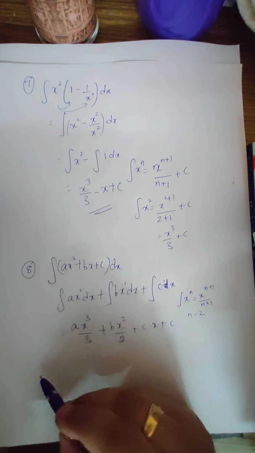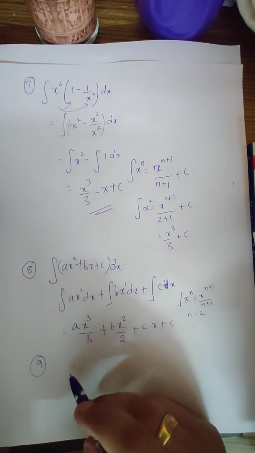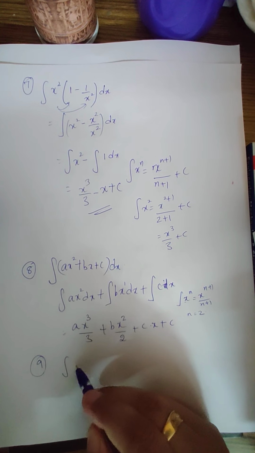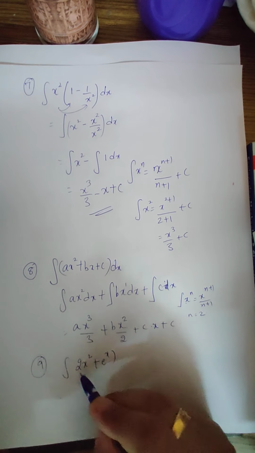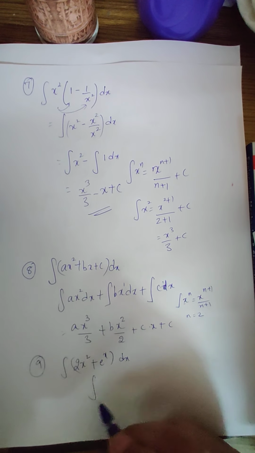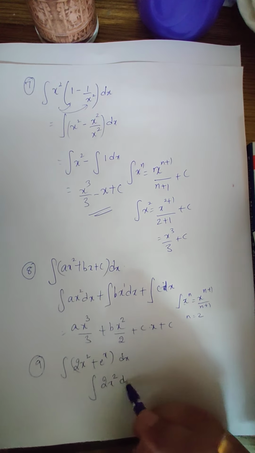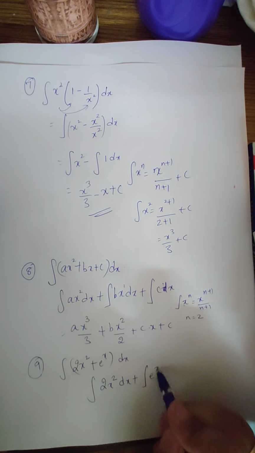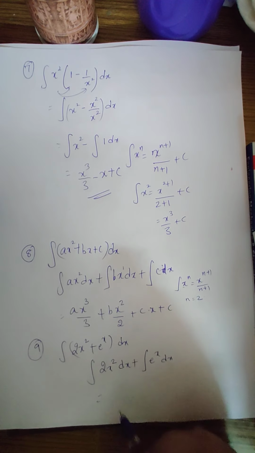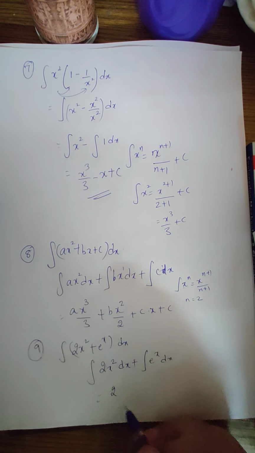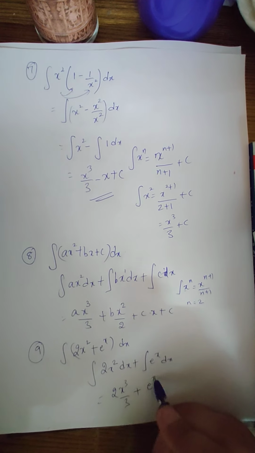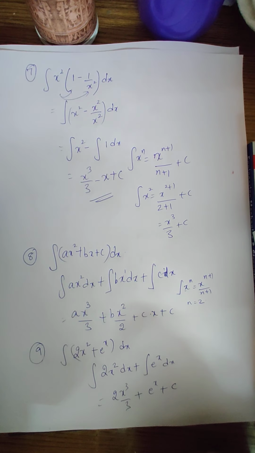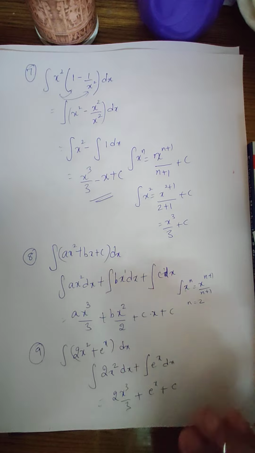Next we have the 9th question. Integration of 2x square plus e power x dx will be integration of 2x square dx plus integration of e power x dx. So you will take 2 common, integration of x square will be x cube by 3, plus e power x plus c. 2 by 3 x cube plus e power x plus c. Is that clear, students?